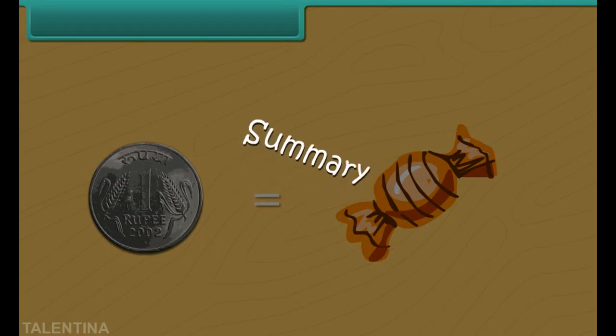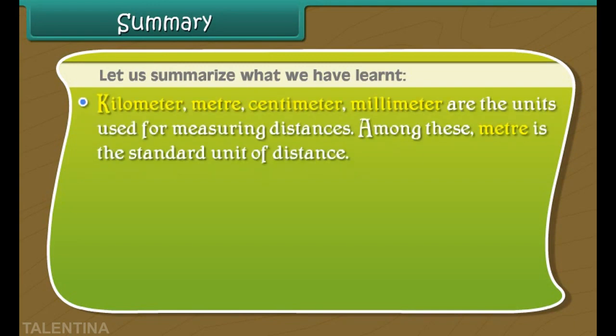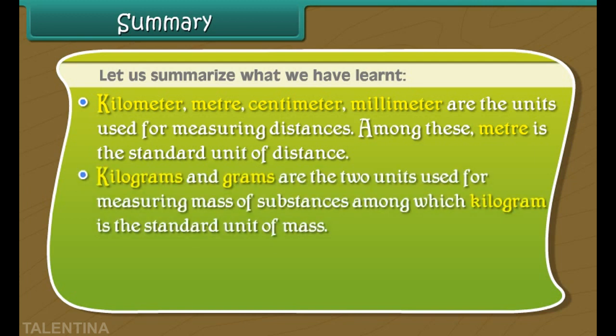Summary. Let us summarize what we have learned. Kilometer, meter, centimeter, millimeter are the units used for measuring distances. Among these, meter is the standard unit of distance. Kilograms and grams are the 2 units used for measuring mass of substances, among which kilogram is the standard unit of mass.